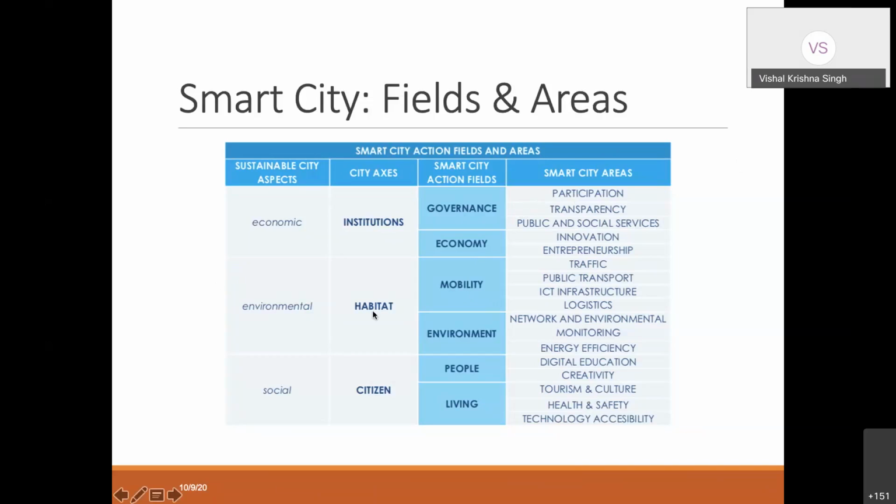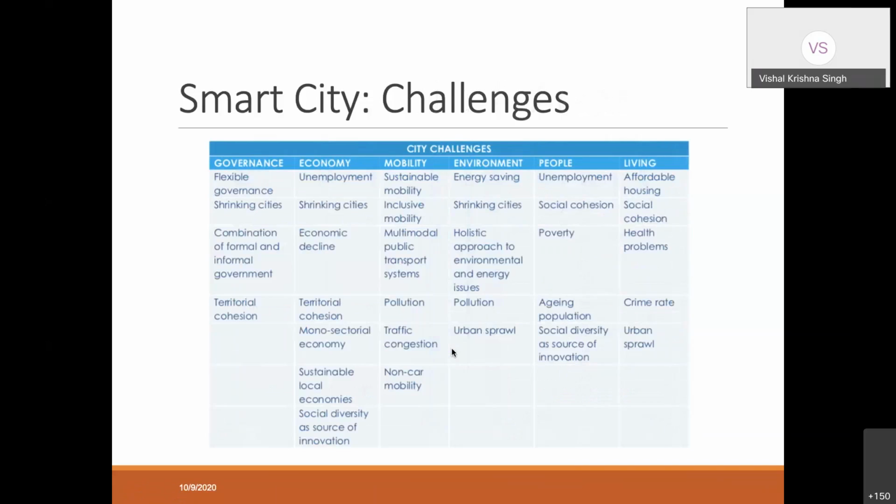You can see that as far as governance is considered, the smart city areas which deal with this are participation, transparency, and public and social services. Similarly, for environmental conditions, it is network and environmental monitoring, energy efficiency, and all these things. So, having said this, there are certain smart city challenges which need to be addressed, and these challenges are in each of the six enablers which I have discussed: the governance, economy, mobility, environment, people, and living.